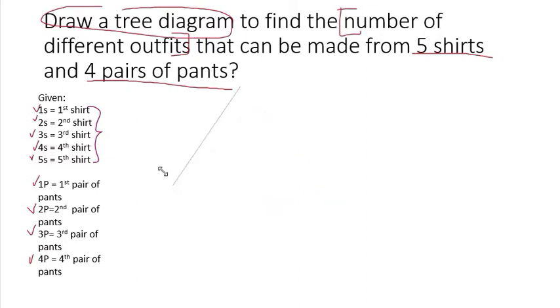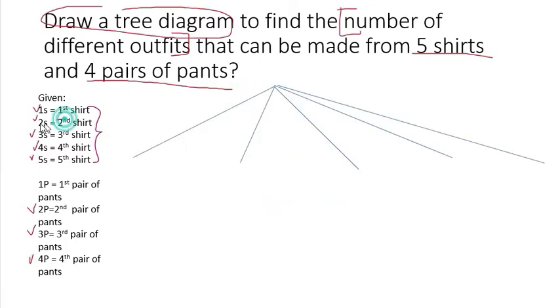So first branch, it's a tree diagram, so therefore there are branches. We have the first shirt 1S, second shirt, third shirt, fourth shirt, and then fifth shirt. All right, this is for the shirts. Now let's go to the next branch, or the pairs that we are going to put for our shirts, and those are the pants. Let's use green. For the pants, we have 4 choices, right? So we will make 1, 2, 3, and 4.